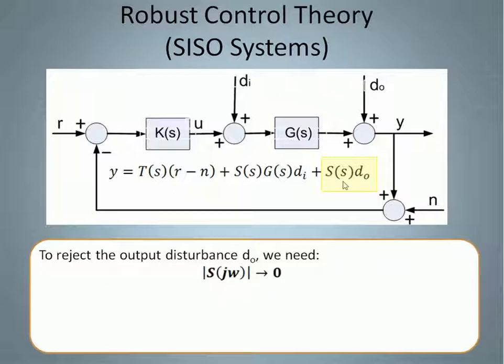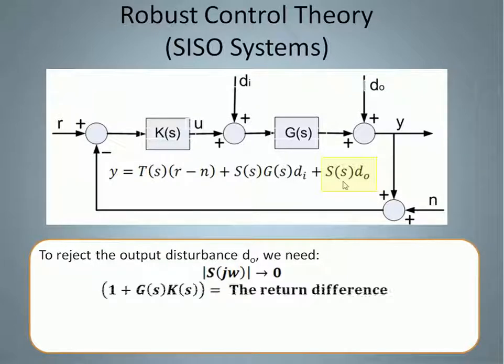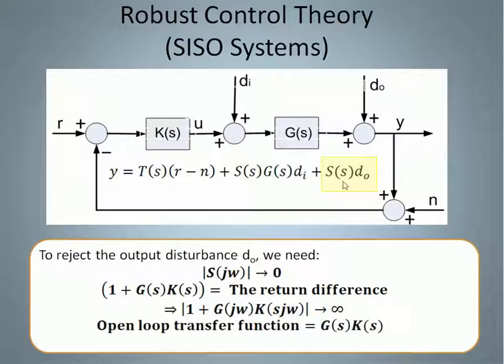That is, the denominator of the sensitivity is called the return difference. The magnitude of the return difference must be big in order to reduce the sensitivity. The open loop transfer function is G times K. We can see clearly that the magnitude, or the gain, of the open loop transfer function must be large in order to reduce the sensitivity.